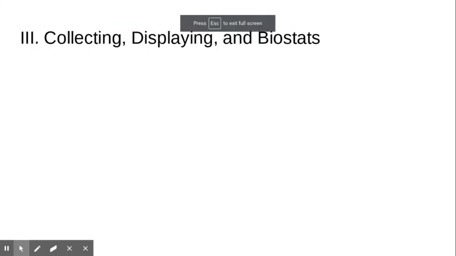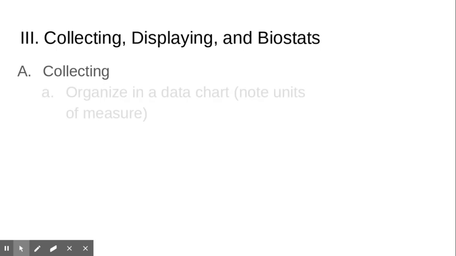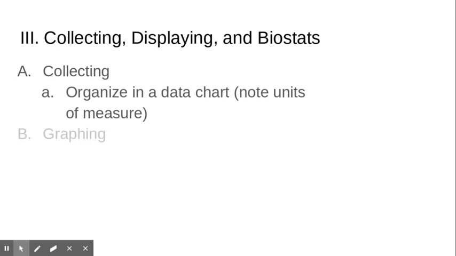All right, let's move into collecting and displaying data. In collecting data, I'm going to keep this short and simple. Your data, once collected, should be organized into a chart, and that chart should also always contain the units of measure. We'll see an example of that in just a second. Once you have collected your data, you have to visually display your data. So now we get into the graphing conversation.